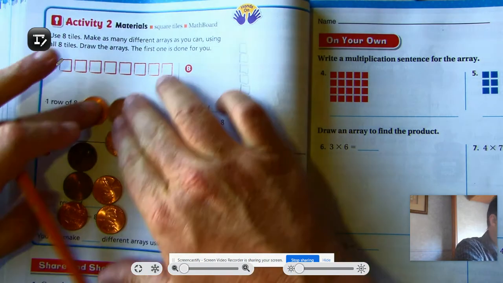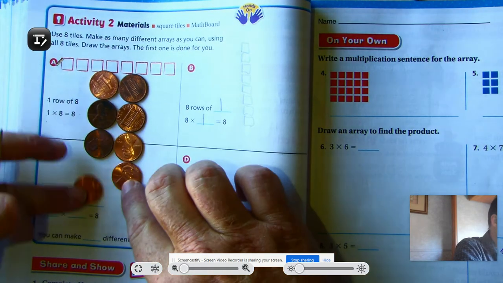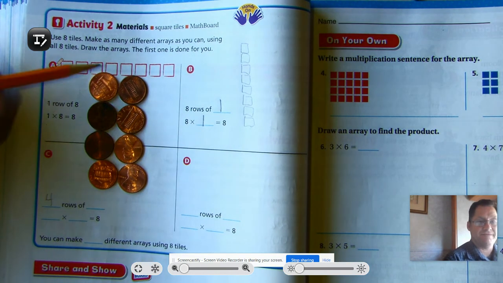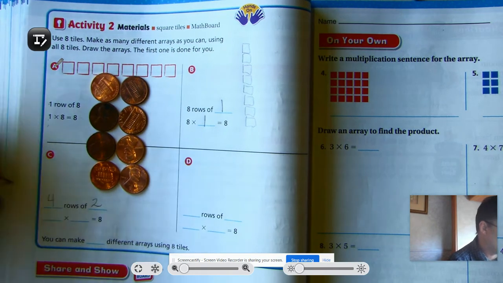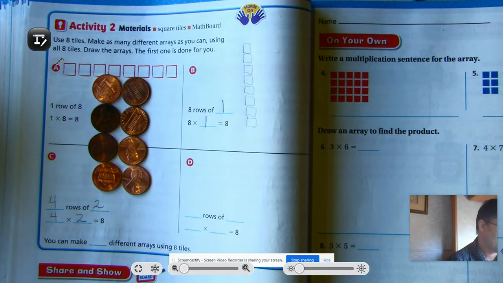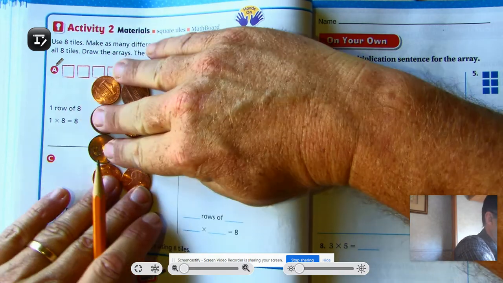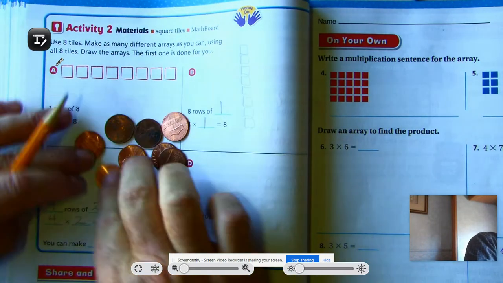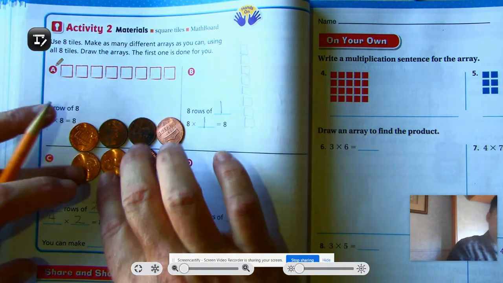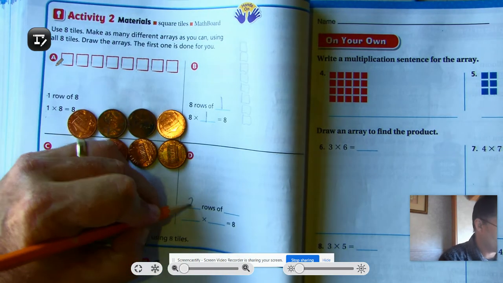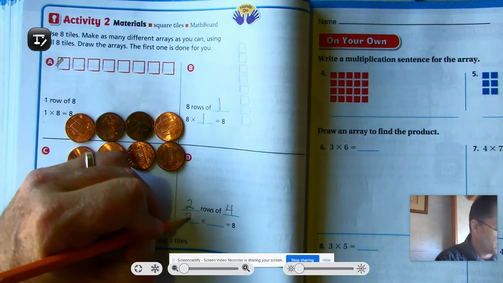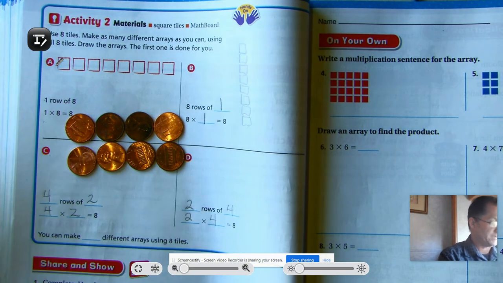Here I have equal groups. What do I have? I have 4 rows, and in every row I have 2. So the multiplication problem would be 4 times 2, and I still have the 8. If I turn it, now I no longer have 4 rows. Now I have 2 rows, and in each row I have 4. So my multiplication problem for that would be 2 times 4 equals 8.